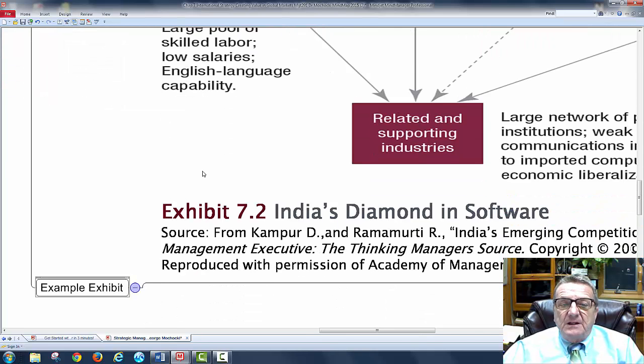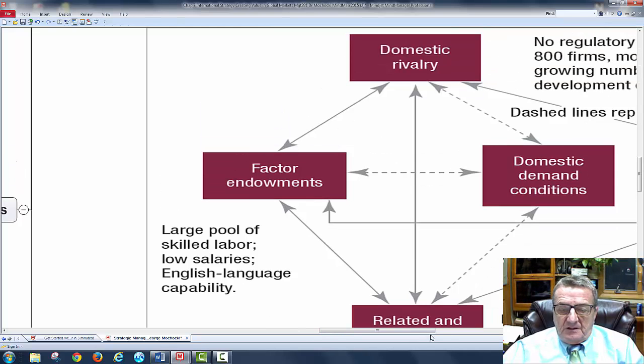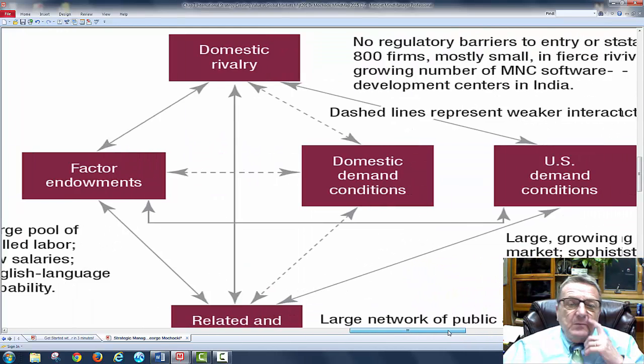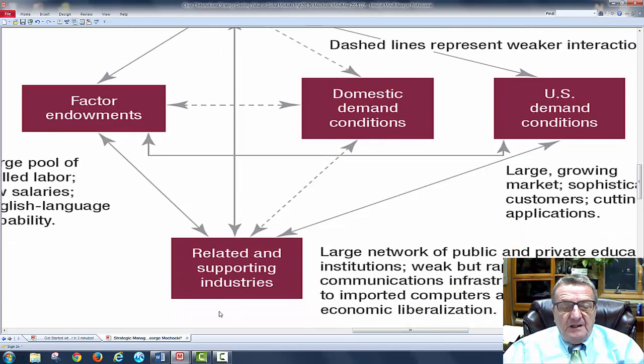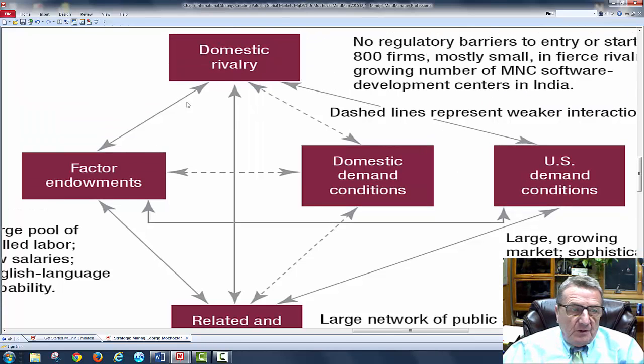This one is already a little bit big, so let me see if I can bring it in here. What I'm looking at is domestic rivalry, factor endowments, related and supporting industries, and domestic demand conditions. All this keeps on going. U.S. demand and conditions: we come from here, we sell to these, we go this way.